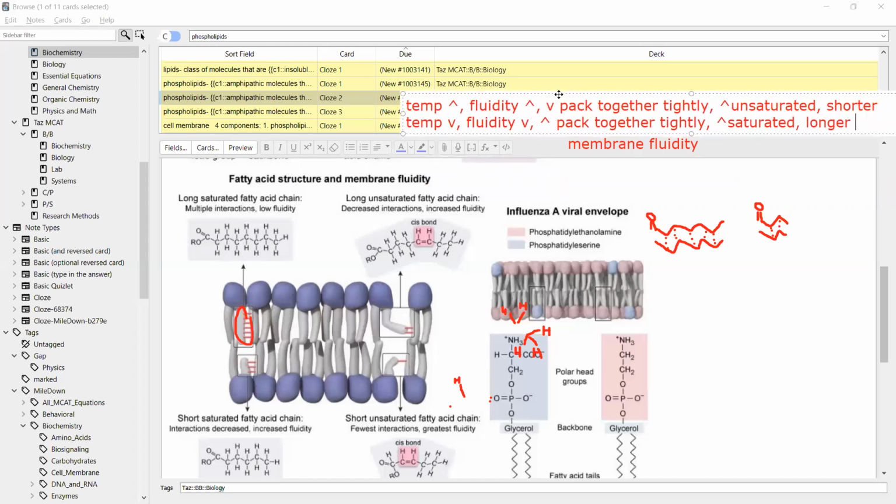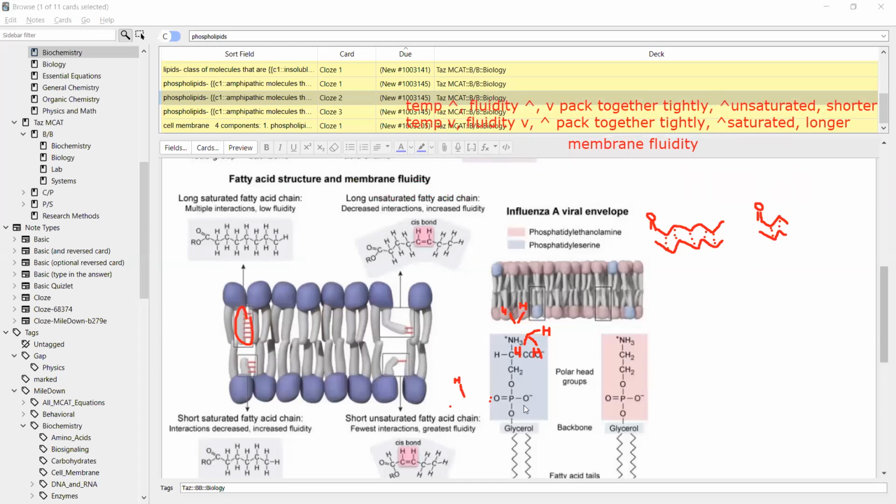So we spent a lot of time on this. Why? Because we're not even finished talking about this, because there are other lipids that can impact the fluidity. So we're going to dive into that now.